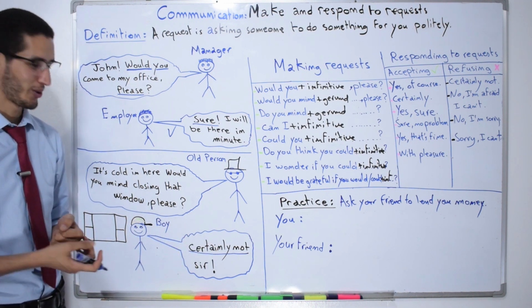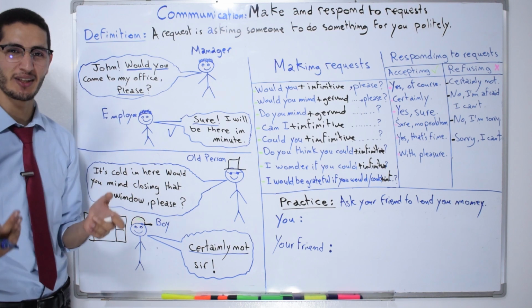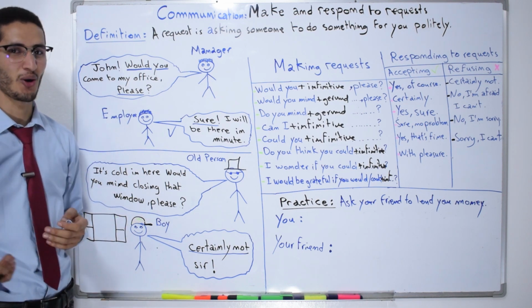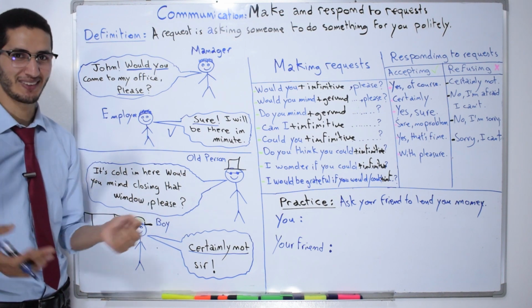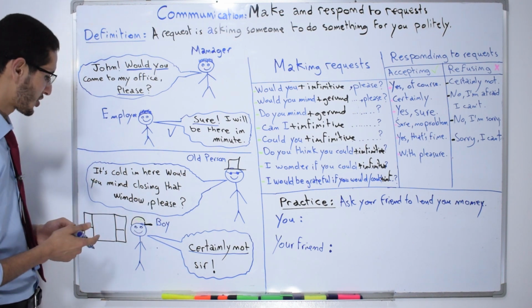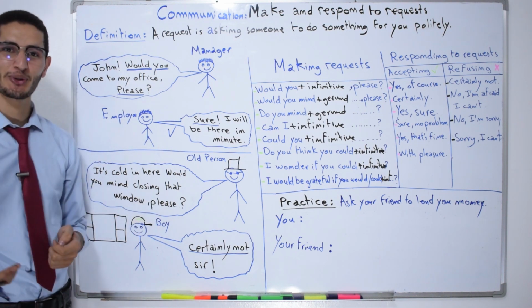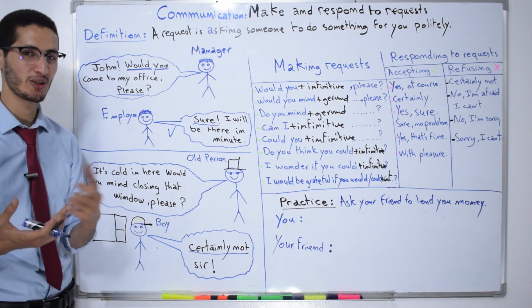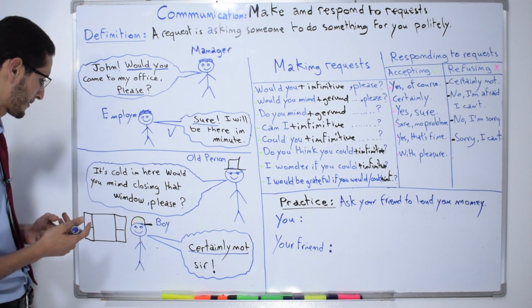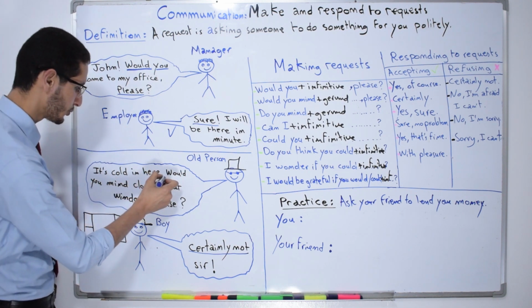Well, we have "sir" here, so we deduce that the boy does not know the person. So it might be in a public place, but that's not our topic now. So how did the old person ask the boy to close the window? How did he make his request? Or what did he use to ask or to make a request? It's "Would you?"